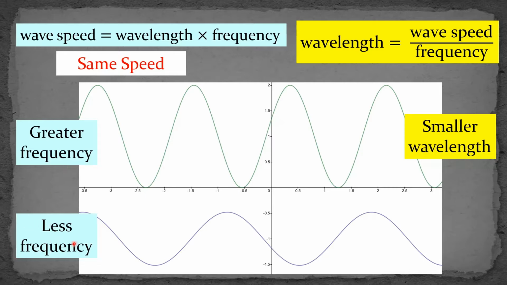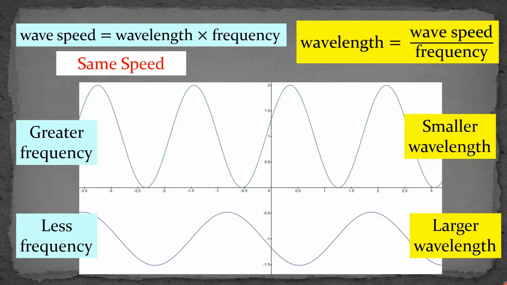If one has less frequency, then that's going to give it a larger wavelength. So visually it was easy enough to see that, but you don't always have a nice picture of the wave. Sometimes you just have numbers to work with. So it's useful to understand this inverse relationship between frequency and wavelength when dealing with things like wave speeds.